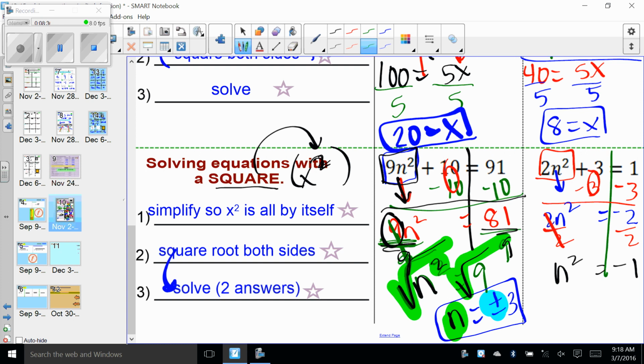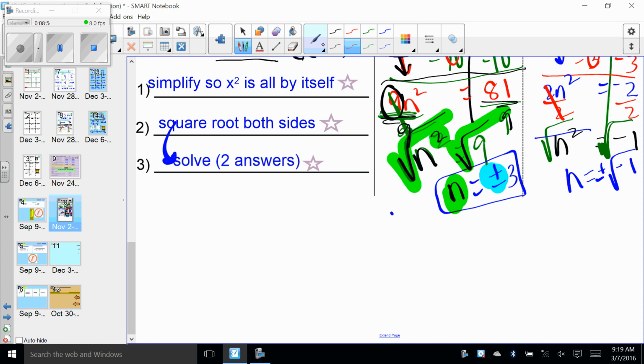To get rid of the power of 2, we're going to take the square root. Copy, paste. Working left to right then, squaring and rooting cancel each other out. We get n equals plus or minus the square root of negative 1. When we put that in our calculator, the calculator says, no, there's an error there. You can't have a negative on the inside of a radical. You never, ever, ever can have a negative on the inside of a radical. It's against the math rules.